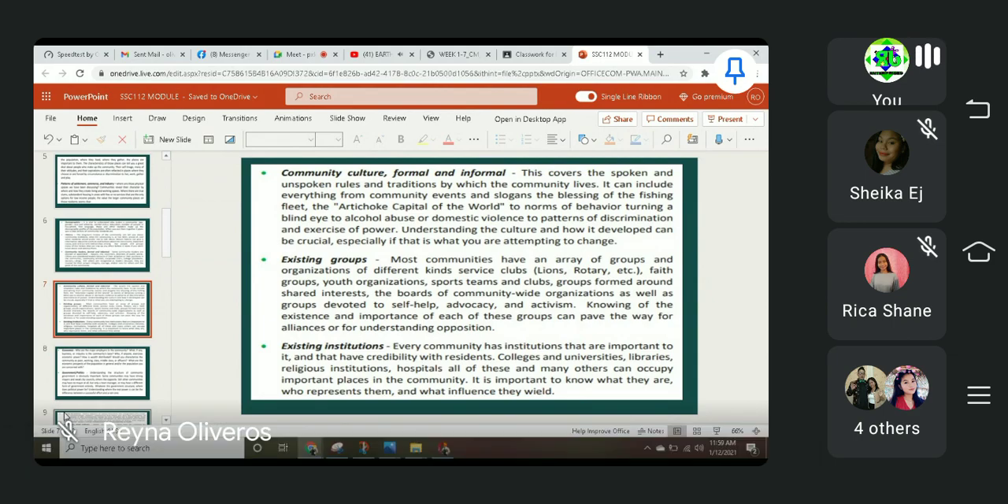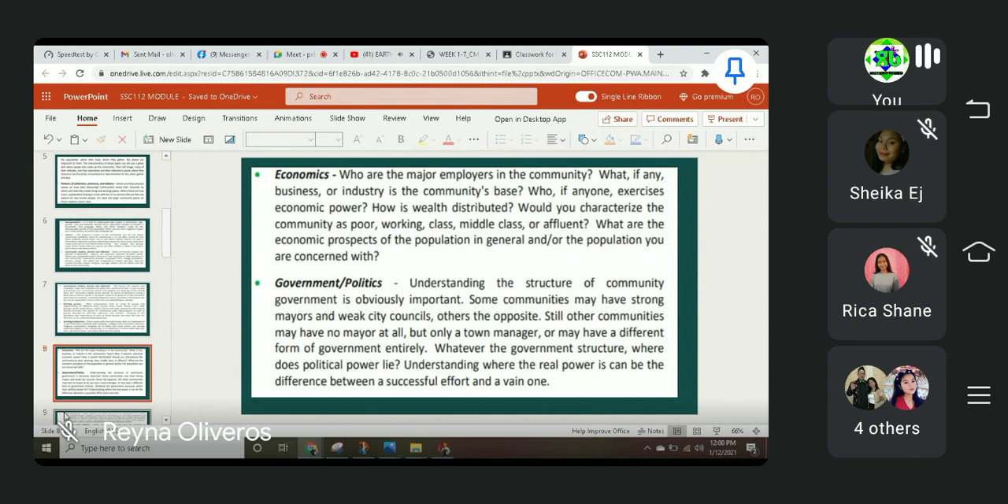Okay? Then, another aspect of community is the existing institutions. Okay? So, dapat alam mo rin that every community has institutions that are very important to it. Okay? It has credibility to the residents. Kagaya na lamang ng colleges, rather universities, libraries, religious institutions, hospitals, all of these and many others that can occupy important places in the community.